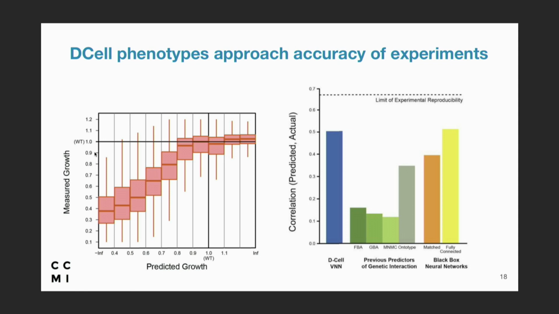If you simply take the Pearson correlation between measured and predicted growth of the model, it's 0.5. So is 0.5 a good number or a bad number? Well, it sounds like maybe 1 should be your best correlation.